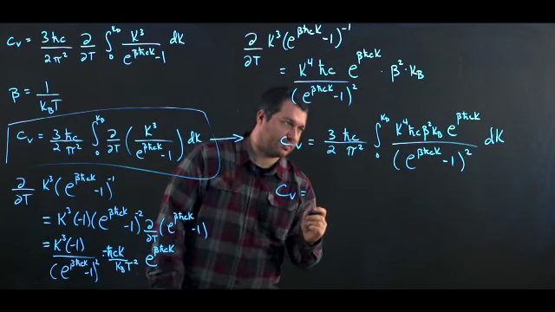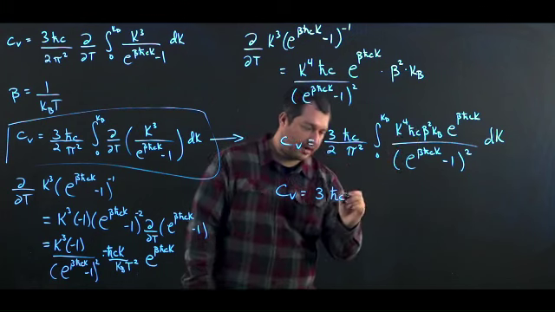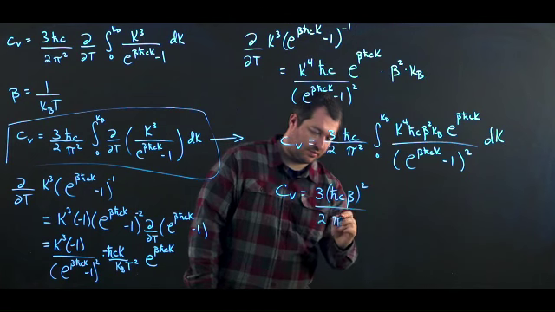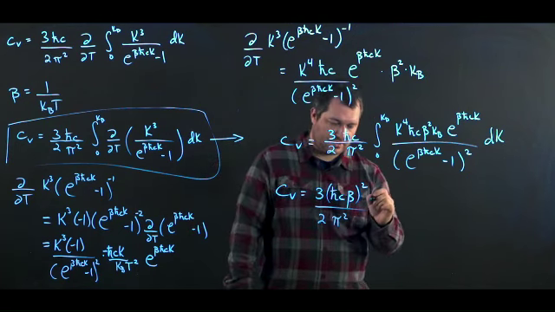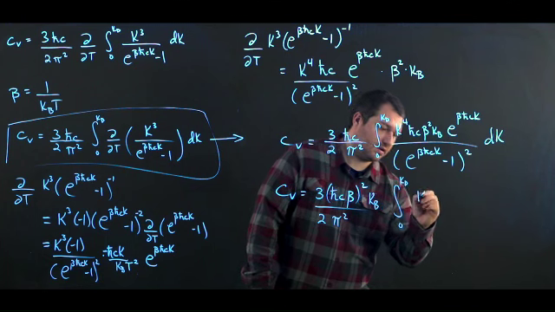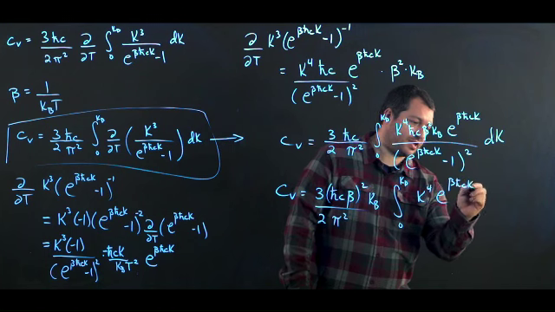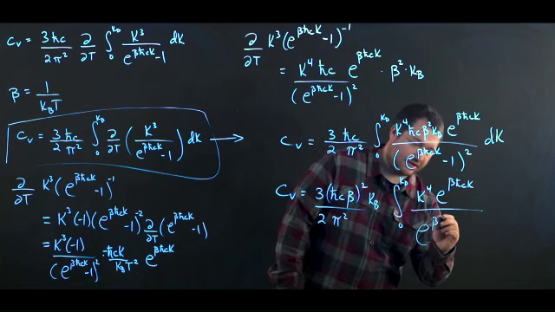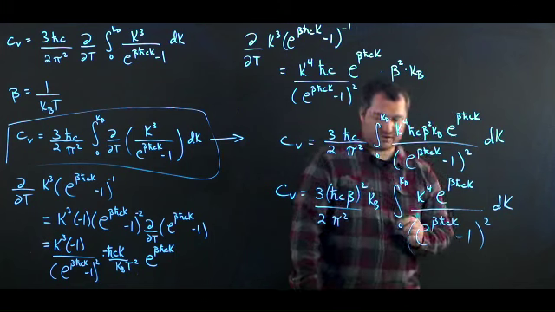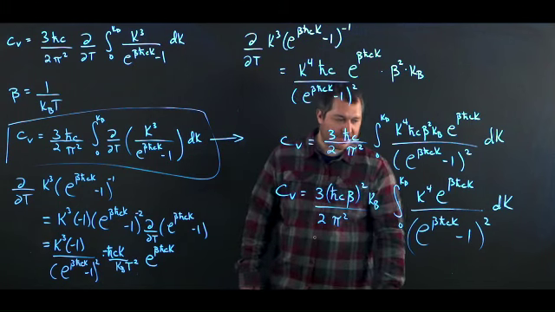So I'm going to say, okay, CV then is equal to 3 h bar c squared, beta squared, over 2 pi squared, times kb, all in this integral from 0 to kd of k to the 4 e to the beta h bar ck all over e to the beta h bar ck minus 1 squared of dk. Now we got to make some substitutions.